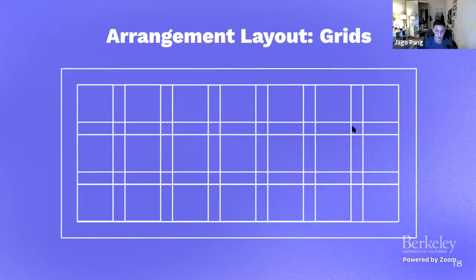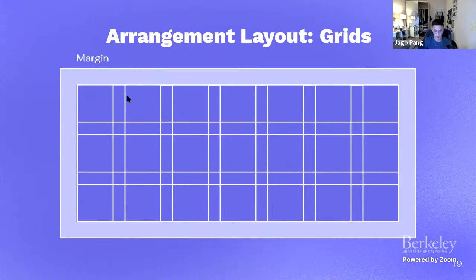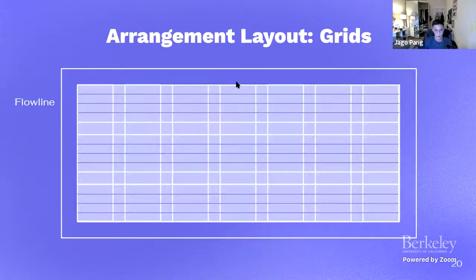So yeah, another way to rearrange your items is on a grid. I'll be going over some key terms of a grid. You have the margin, that's the space outside your main body of the grid. Flow line, that's where all the items that you want to arrange fall on the line. This is more applicable for text.